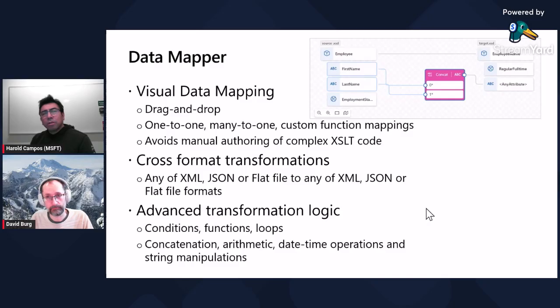Understood. Thank you, David. So would you say that now JSON is a first-class citizen in this new mapper because of the needs that customers have to deal with these days, versus the BizTalk mapper, which was more XML/XSLT/flat file oriented, right?